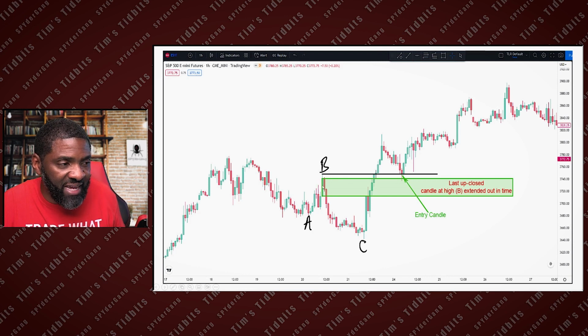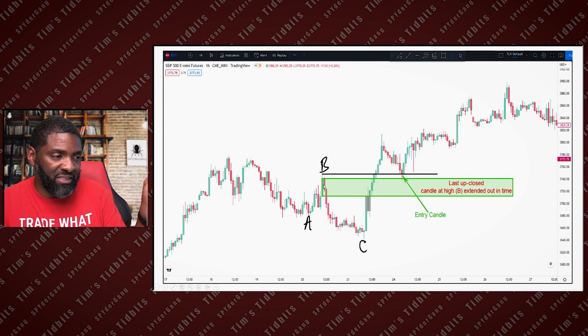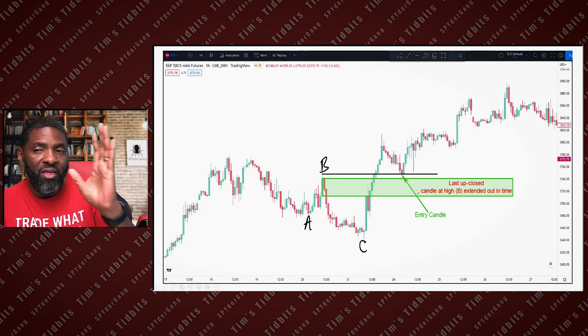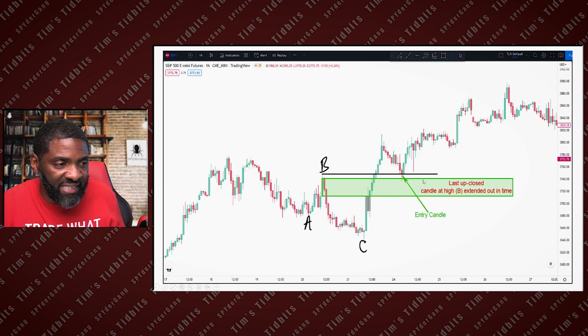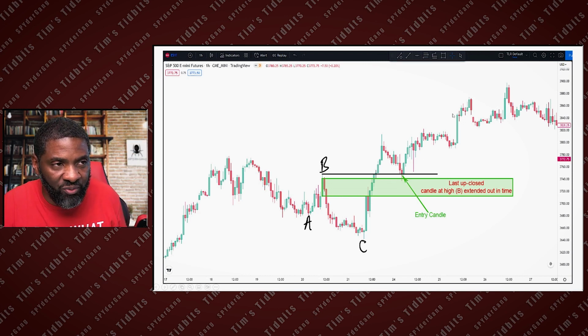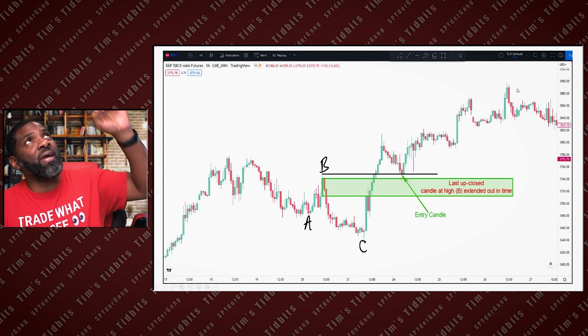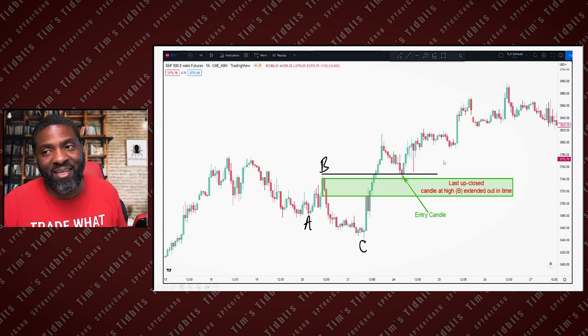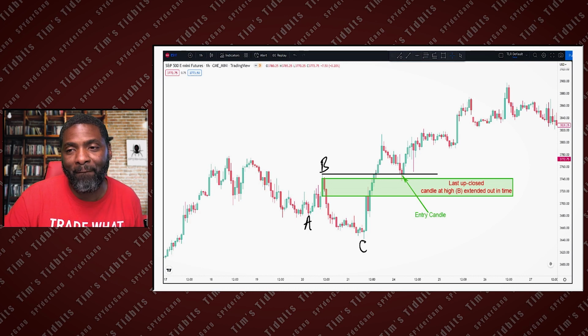This is extended out in time, just so you'll see it, just stretching it out in time. Just imagine grabbing this candle and stretching it over. So this range of price is the range of that last up close candle. Price trades back down into that last up close candle, and then takes off. We get the reaction and go all the way up. And that is the breaker.